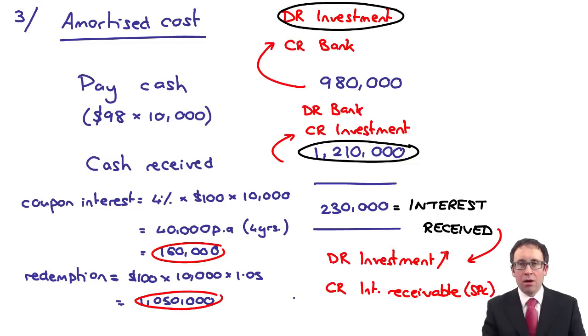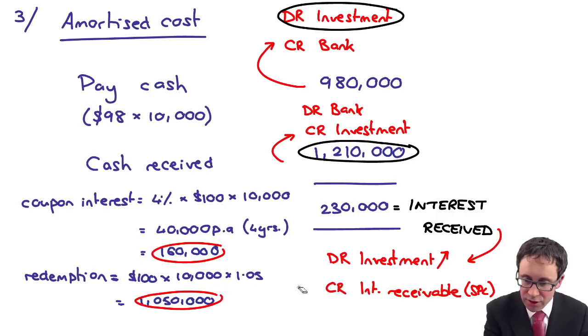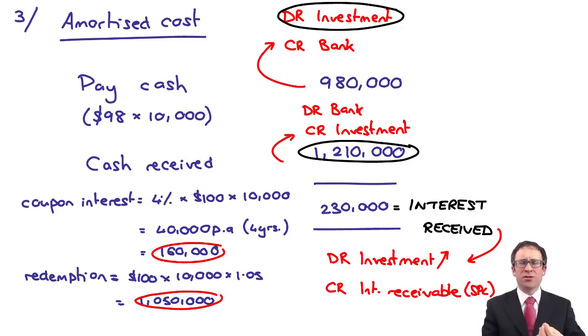Okay. It's going to be quite challenging. Because in order to go through and look at the interest received, the interest received effectively is looking at this transaction in substance.